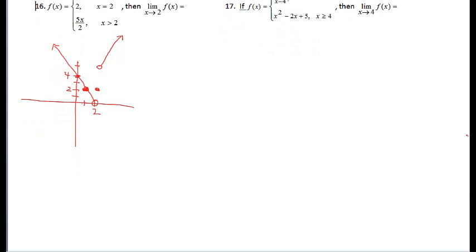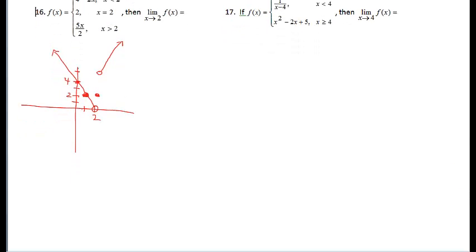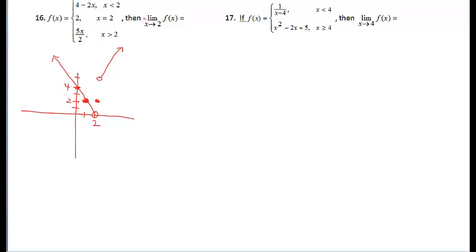Alright, so there it is. This is the graph of that piecewise function. Look at the question. It's asking us what is the limit as x approaches 2 of the function. So let's investigate behavior from the left and from the right.